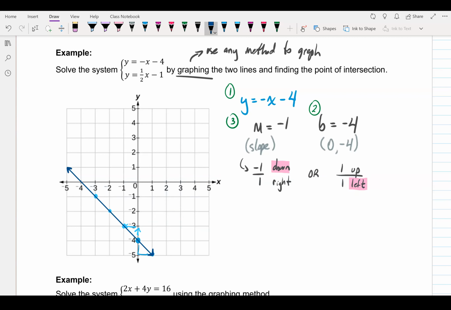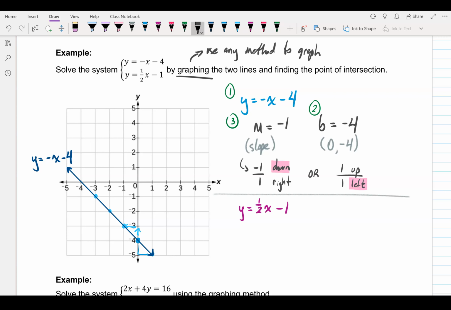You would do well to write that down on the graph, because if you don't, you might mix up which line's which. So that's our first line. Let's do the exact same thing for our second line. I'll make the second line purple. y equals 1 over 2 x minus 1. So let's follow the same procedure.